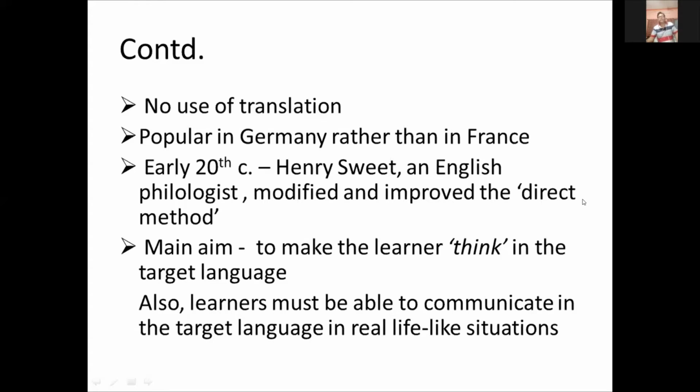Now, this method was popular in Germany rather than in France. In the early 20th century, an English philologist modified and improved this direct method.